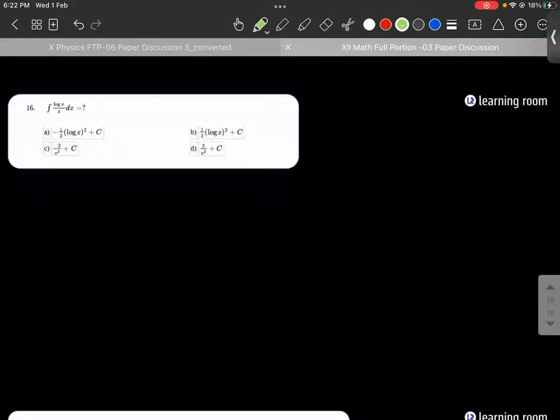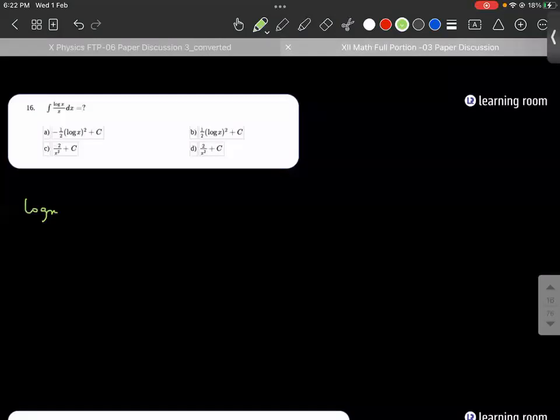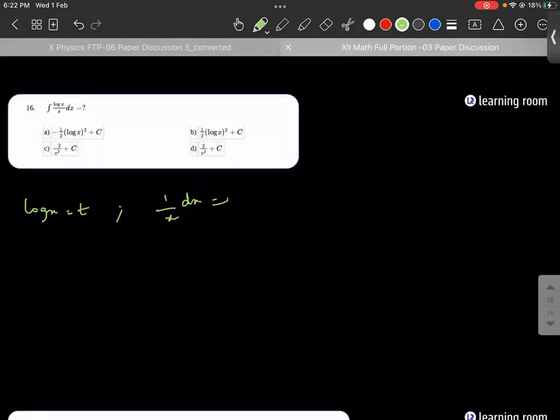Integral of log x by x. So if I put log x is equal to t, 1 by x into dx will be dt. So integral of t dt, that is t square by 2. So we will get the answer as log x the whole square divided by 2 plus c.